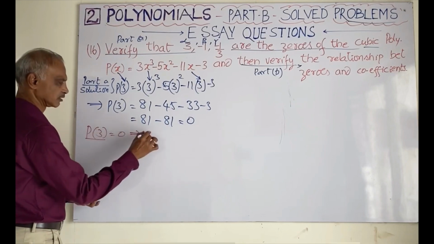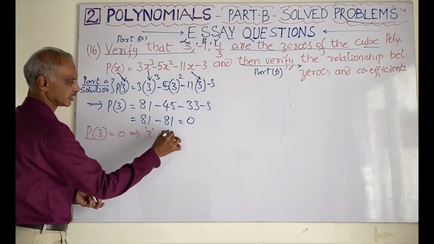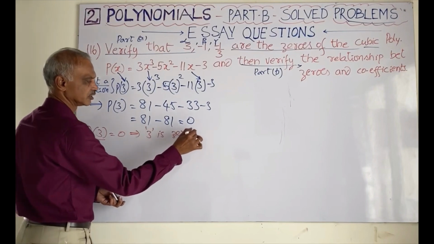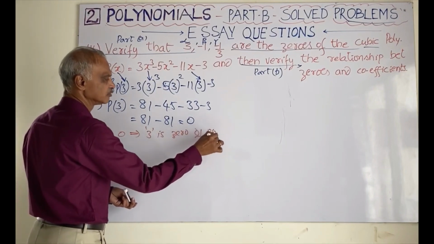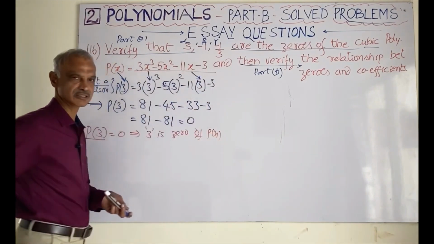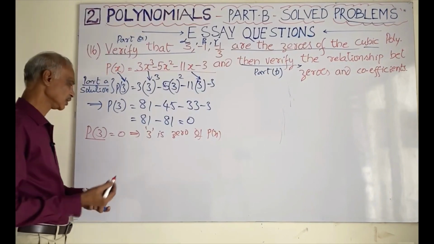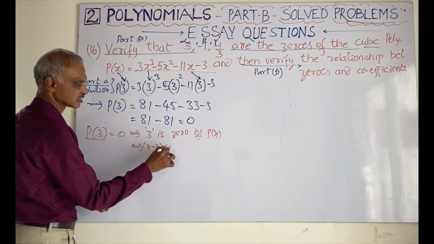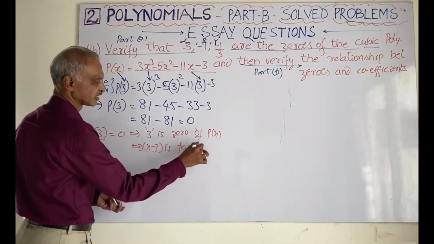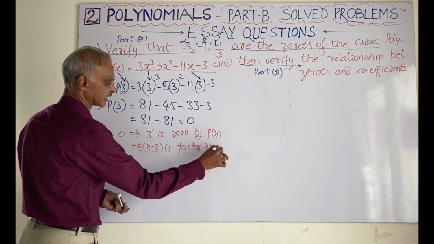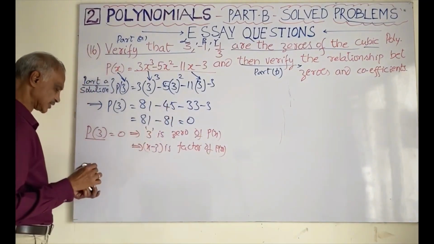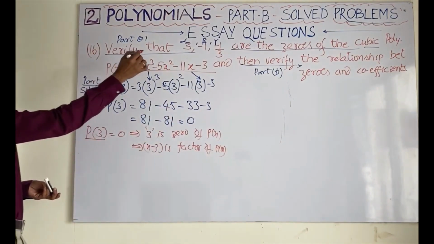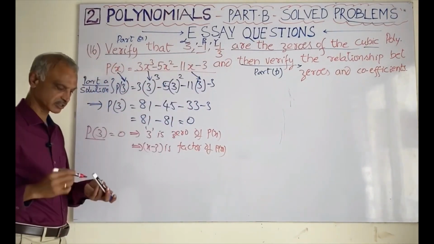Implies 3 is zero of polynomial P of x. This is the 3 is the zero of the polynomial. And also you can write x minus 3 is a factor of P of x.